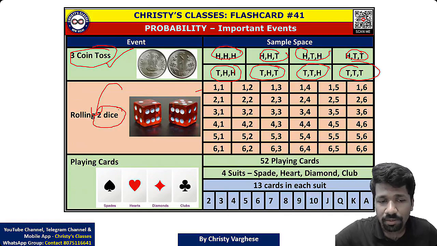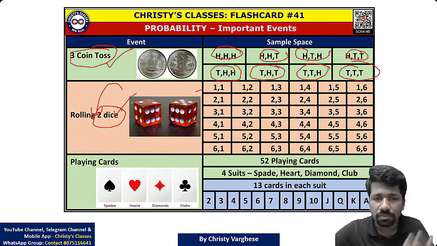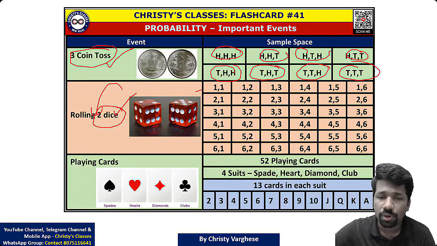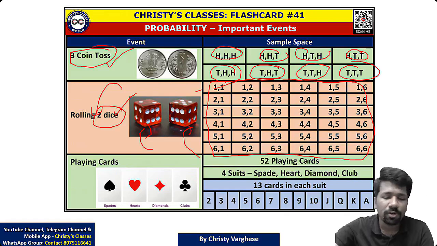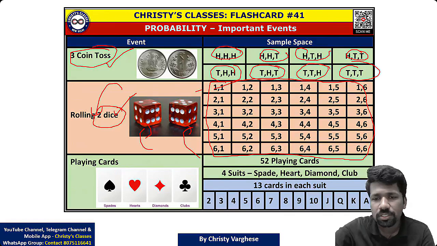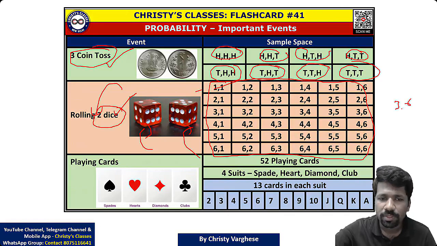In rolling dice, a question with 1 dice throw has been asked, and a question with 2 dice throws has also been asked. In the case of 2 dice throws, please understand there are a total of 36 outcomes. Because the first dice has 6 possibilities: 1, 2, 3, 4, 5, 6. The second dice also has 6 possibilities. So 6 into 6, 36 possibilities. From these, the question will ask different cases.